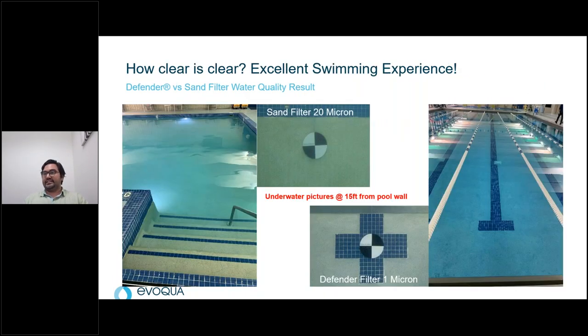So how clear is clear? Besides safety, you can see this is a study that we have done as well. On the left is a pool that we have taken a photo underwater with a sand filter, compared on the right with our Defender technology at 1 micron. Most of our existing customers will at least comment something that is noticeable as this.